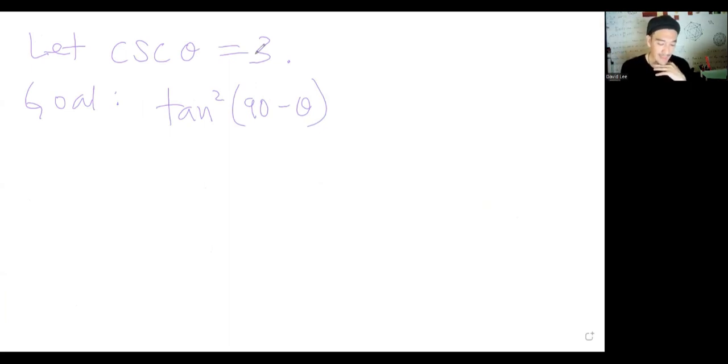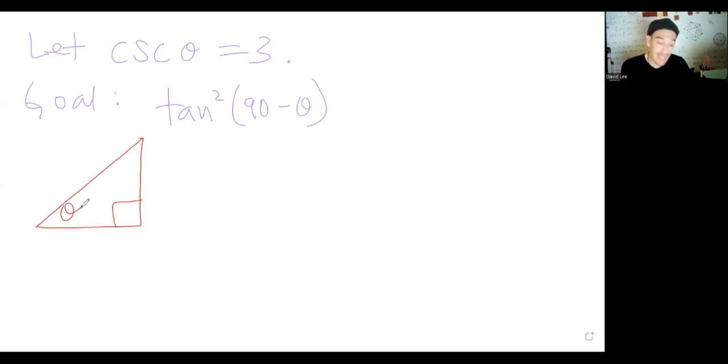I'm given a fact and I'm given a goal. I like making pictures. I think the pictures help, right? The last couple of problems, they had pictures. So here, I want to draw a right triangle. Now, they don't exactly tell me where or how to draw my right triangle. So whenever you can draw it however you want, I like to just go like this, watch. To me, this is like a standard position looking right triangle.